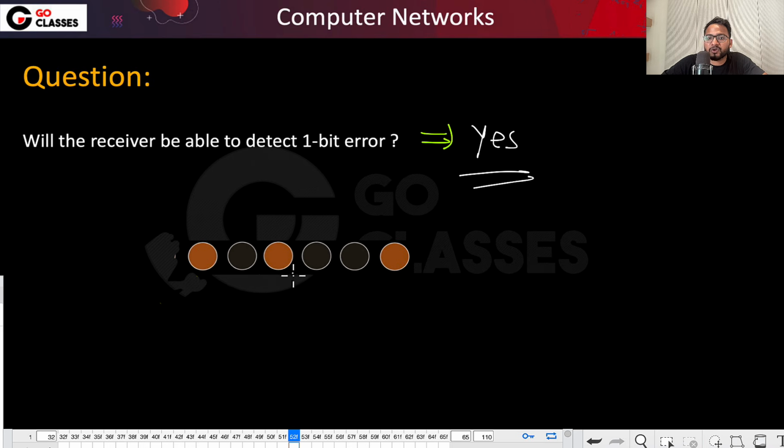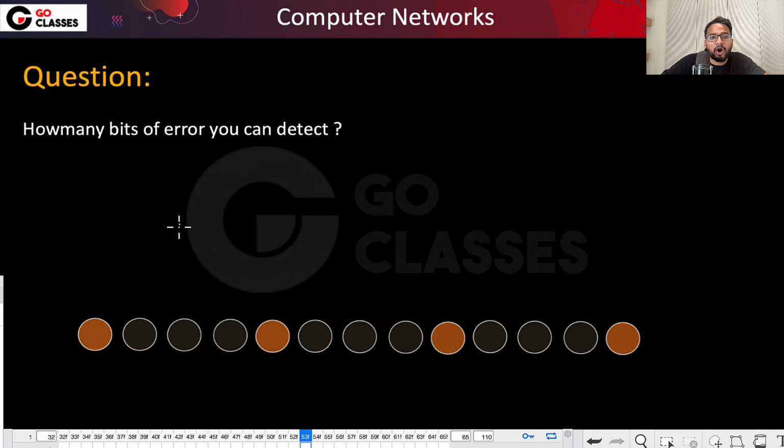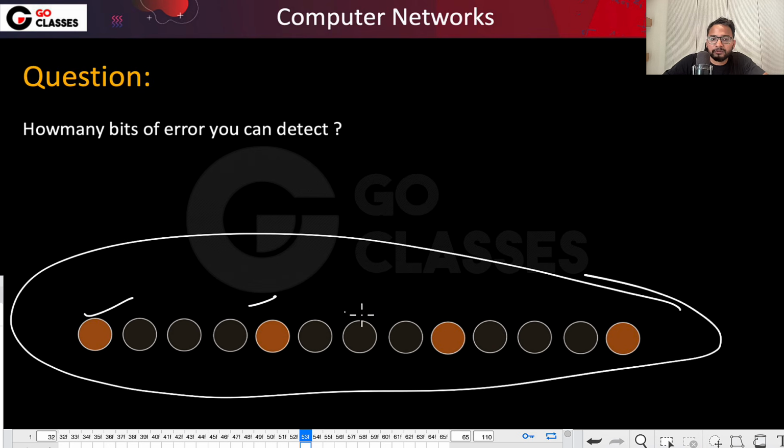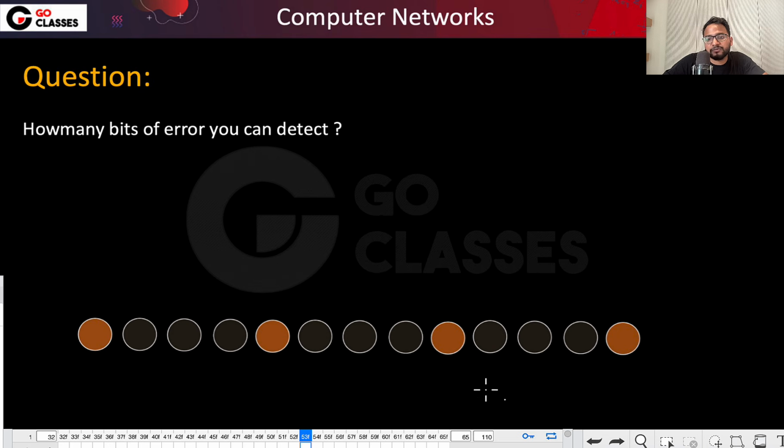Okay, let's solve more questions. How many bits of error can the receiver detect given this situation? Given this situation, this is valid, but in between there are a few invalid. If there are 3 invalid, which means 4 is the Hamming distance. So how many bits of error? See, 1 bit is okay, 2 bits is okay, 3 bits is okay, but the moment the 4th bit of error occurs, the receiver will not be able to detect the error.